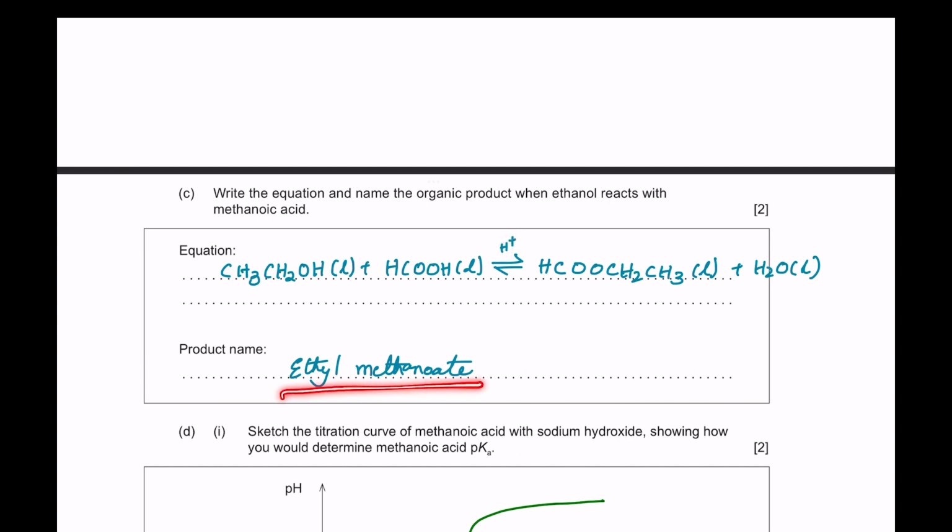And the product is ethyl methanoate. That's the standard way of writing the name of an ester. Write this part first and then the acid part.